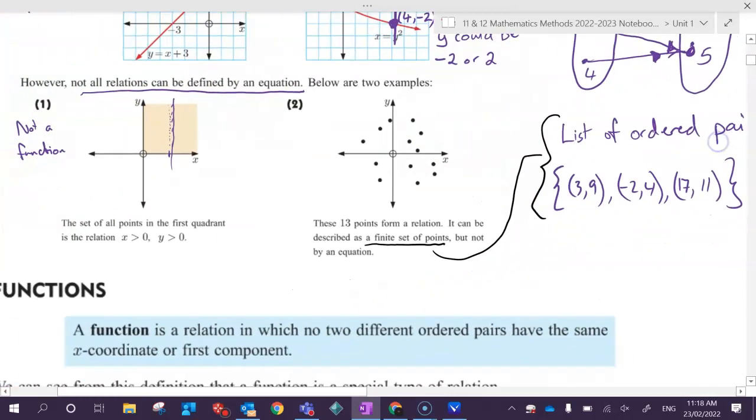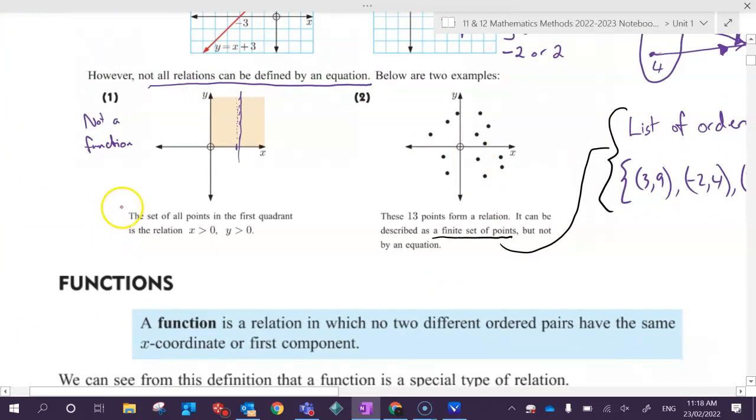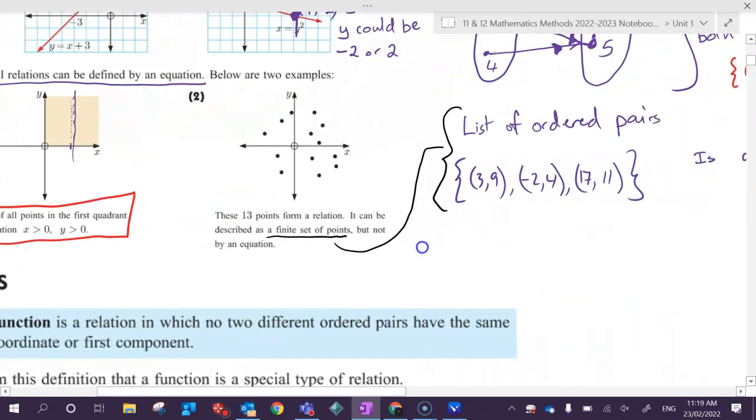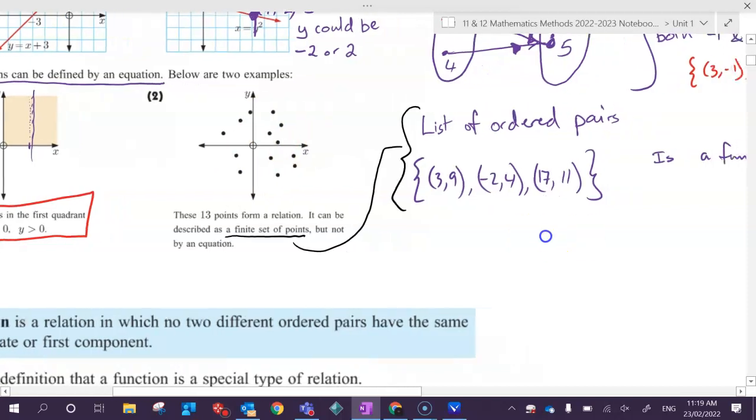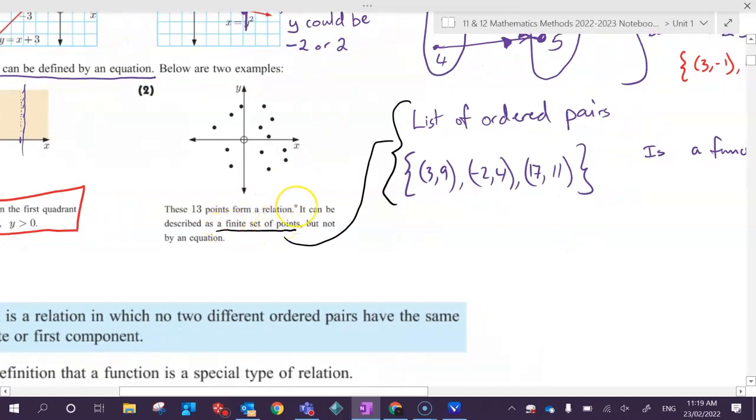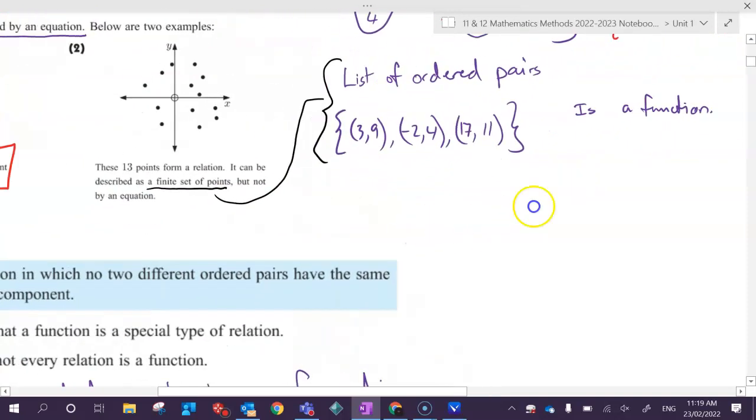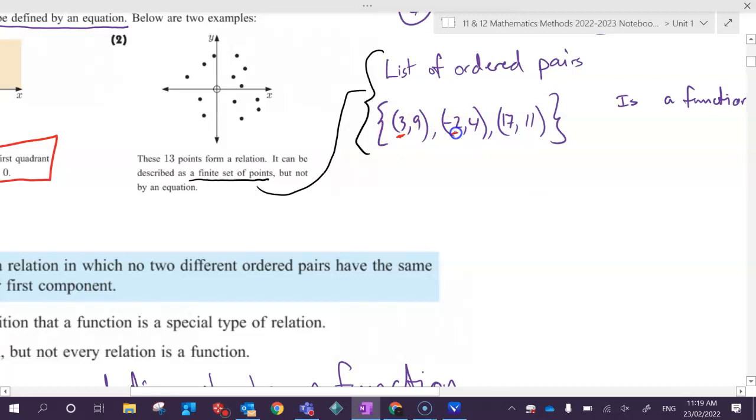Sometimes we could just have a description, the set of all points in the first quadrant. So there they've got a diagram of it. Obviously not a function because for every positive x value, there's an infinite number of y values. No good. Not a function, is a relation. And again, we could just have scattered points or a random list of ordered pairs. They've called it a finite set of points. That's another way of saying a list of ordered pairs. Okay, so there are all the different ways we can do it. As long as each first element maps onto, at most, one other element, we're fine. We're good.